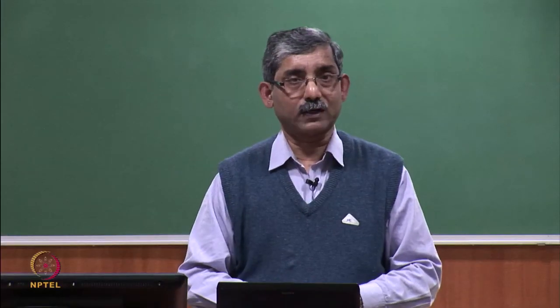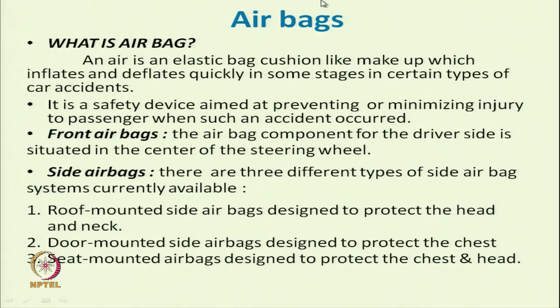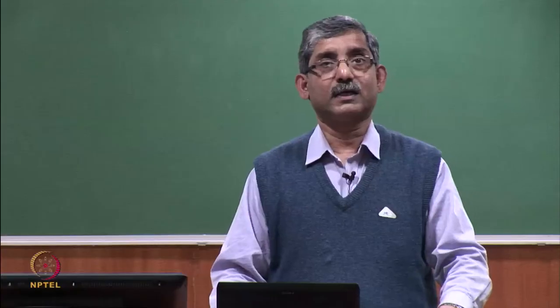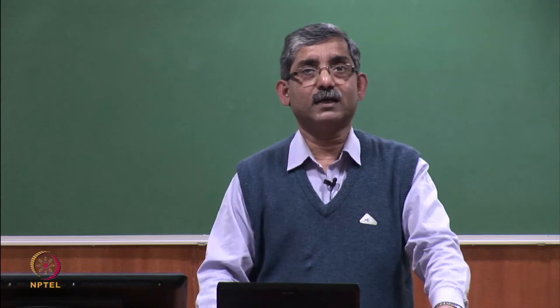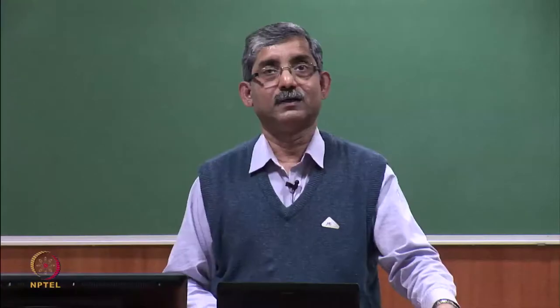Now, another technical product in the area of automotive textiles is the airbag, which is extremely important for safety. Now, let us see what an airbag is. It is an elastic bag cushion that inflates and deflates quickly in certain types of car accidents. During a car accident, within a fraction of a second we need to inflate the airbag, so that the accident impact is not felt by the driver or passengers. So, it is a safety device.